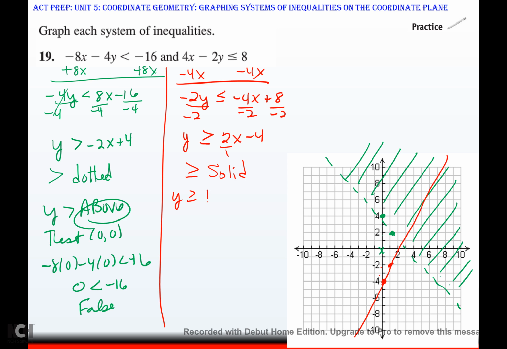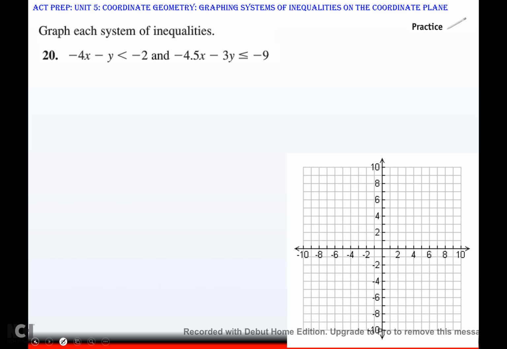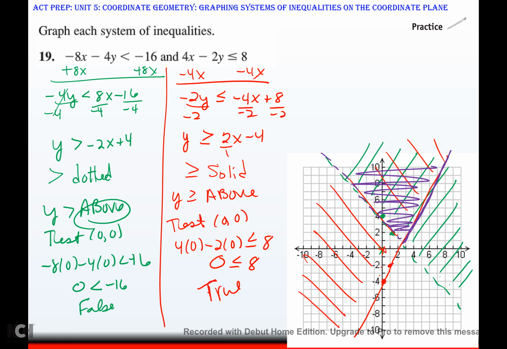And eating y suggests that I'm going to shade above, but I'm going to test 0, 0. So I'm going to have 4 times 0 minus 2 times 0 less than or equal to 8. Is 0 less than or equal to 8? Yes, that's true. 0, 0 is above, so that's where I'm going to shade, which is what I thought. And my solutions now are everything between this solid, this dotted, and all of this region in between. Okay?